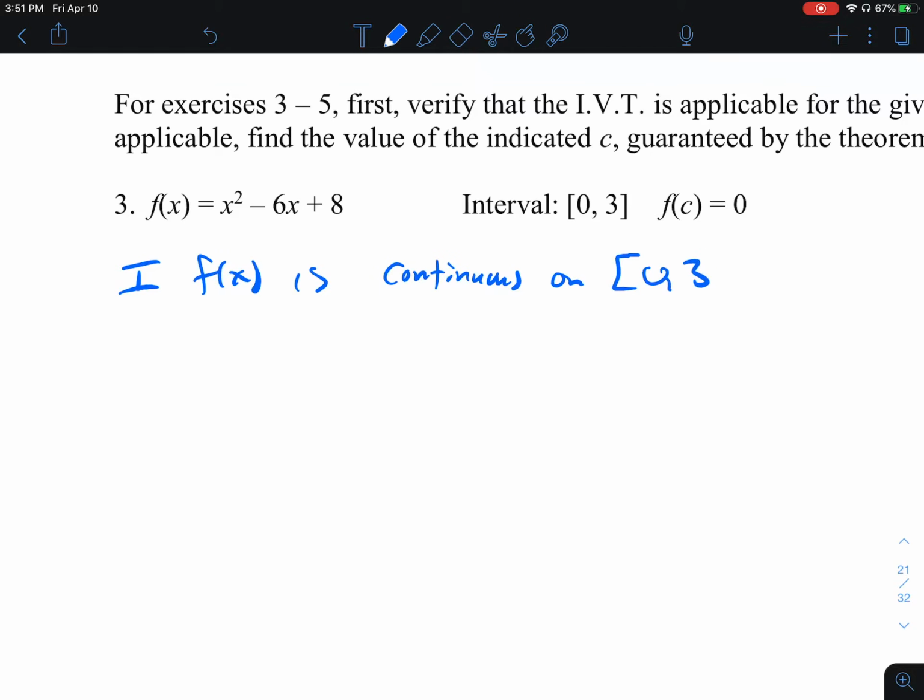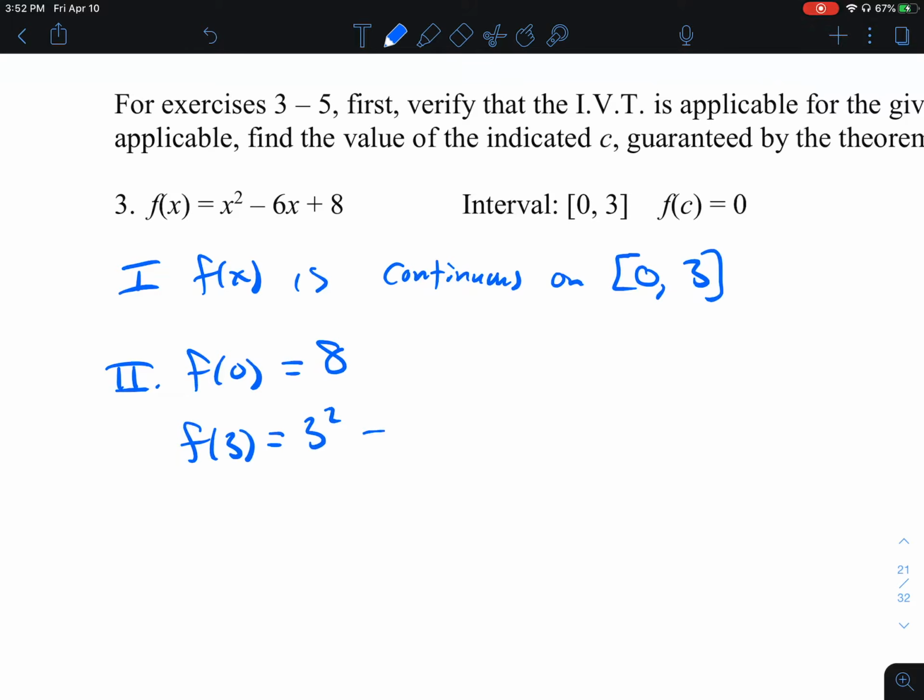Second of all, we got to figure out, is the y value you get at 0 and the y value you get at 3, is one of them bigger and one less than 0? F of 0, we can see if we put 0 in for this, we're going to get 0 minus 0 plus 8. It's 8.